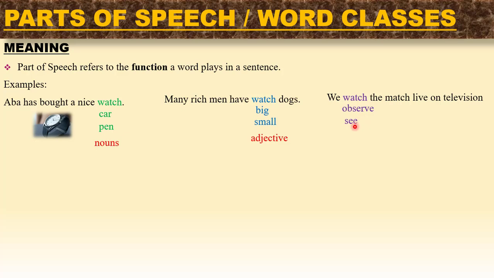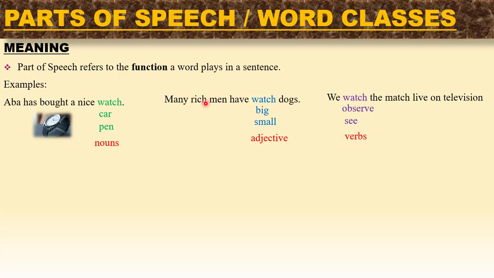So, in what category will we place these words? Watch, observe, see. They will be called what? They will be called verbs because they are actions. Therefore, to identify a word class, don't just look at the word and say that it is a noun. Over here, watch was a noun. But in this sentence, it has taken a different word class because its role has changed. It has become an adjective since it is describing a noun. Over here, its role changed again because it was expressing an action. So we would call it a verb.